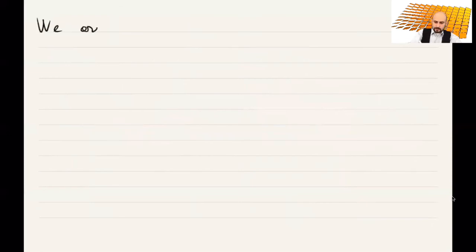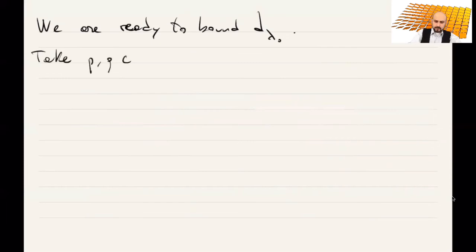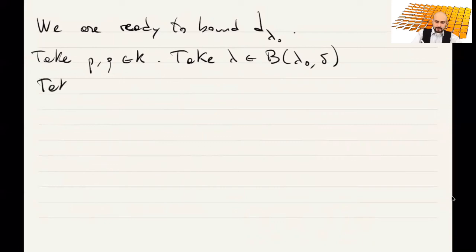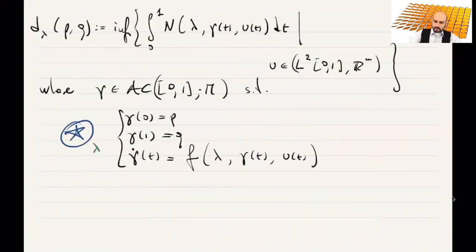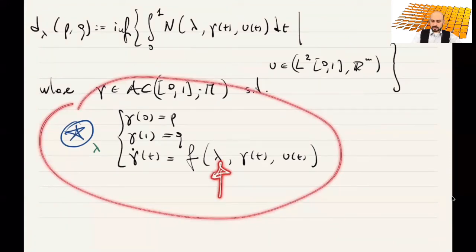So we are ready to bound the distance d lambda 0. Now take points P and Q in K, then take lambda in this neighborhood we chose. For these points P and Q, we can take a control u star, which is u star of lambda, with this equality, for the system where here there is this lambda.